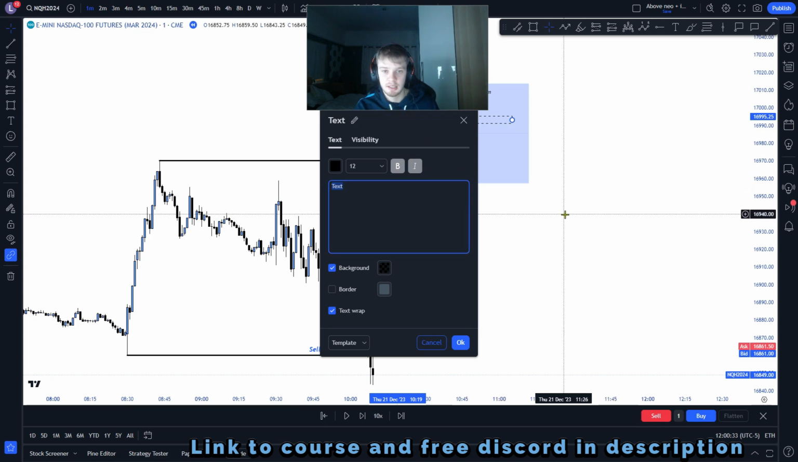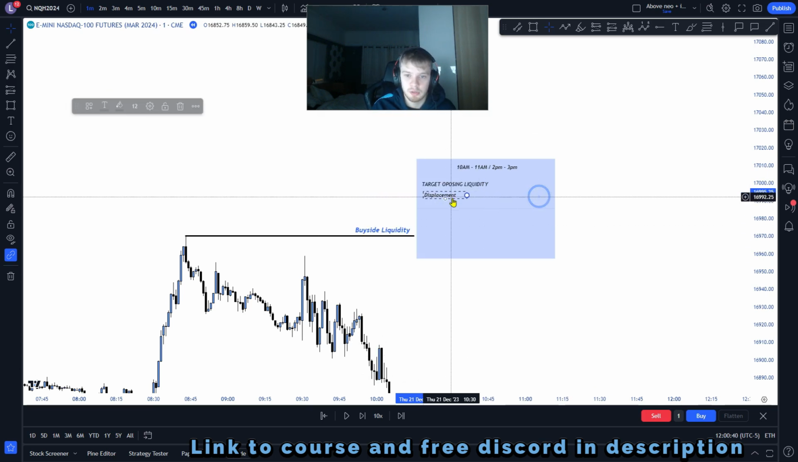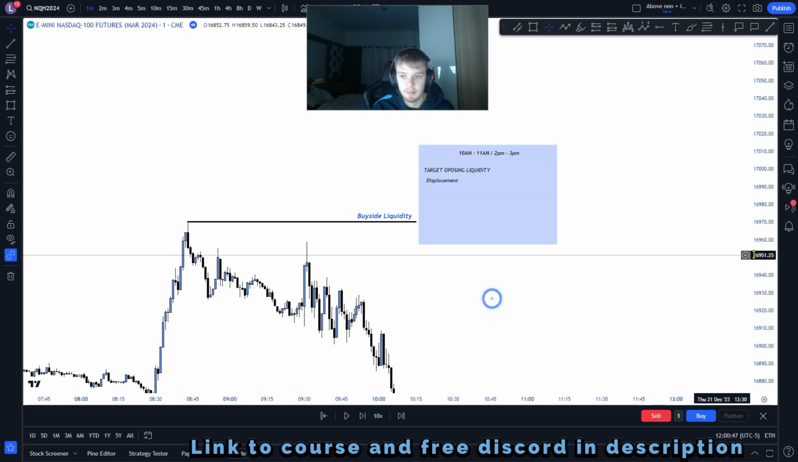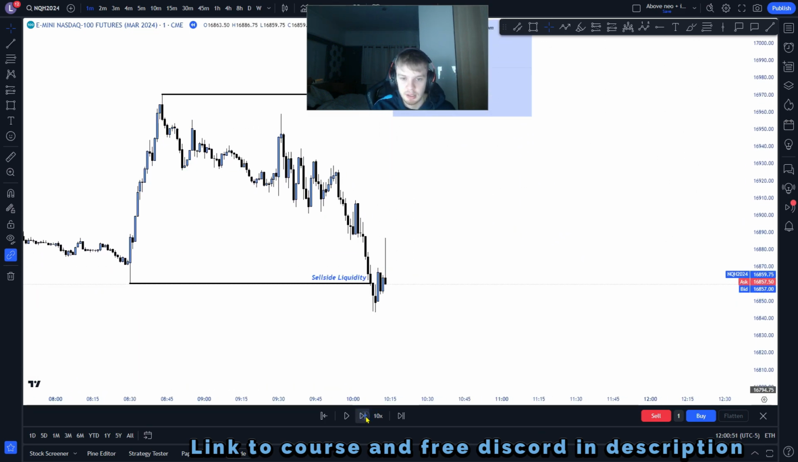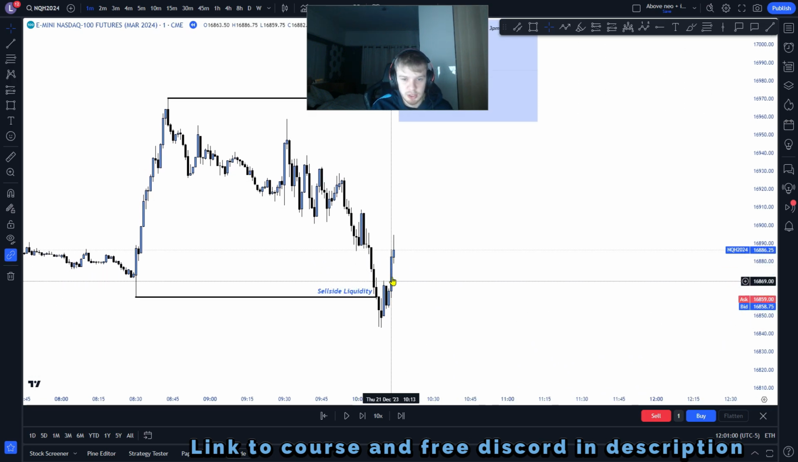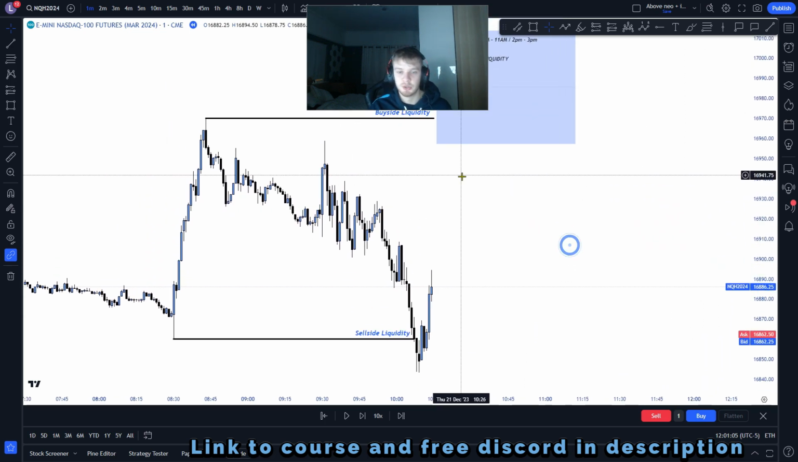Now, the second criteria to enter into the silver bullet is called displacement. Displacement is just a big green or a big red candle that goes in a certain direction, okay? So let's play out the price action a bit. As you can see, in a second, we get a nice big bullish candle. This is what a displacement candle looks like, just a nice green or a nice blue candle that is going in the direction towards your liquidity.